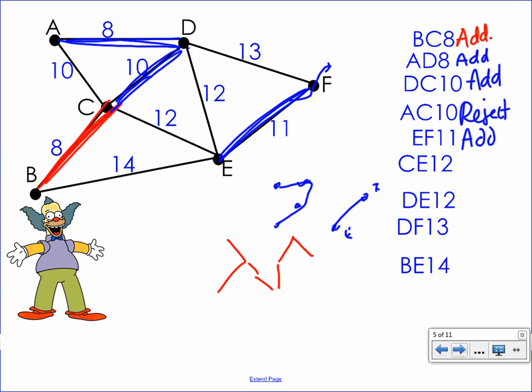Can we add CE? Yes, so we can add that one in. Add. Now we can stop. We've now got a spanning tree, all the nodes are included, and it's connected. And then we have a minimum spanning tree. That was the smallest it can be.